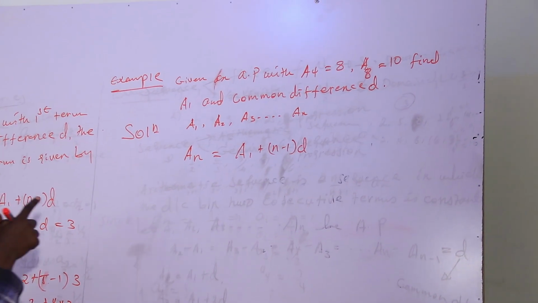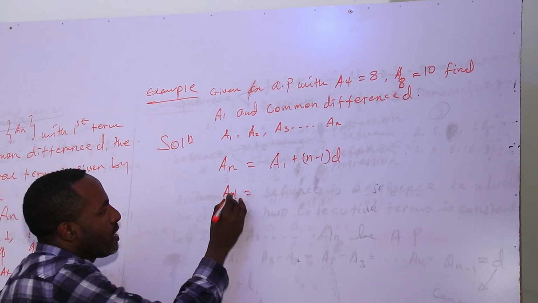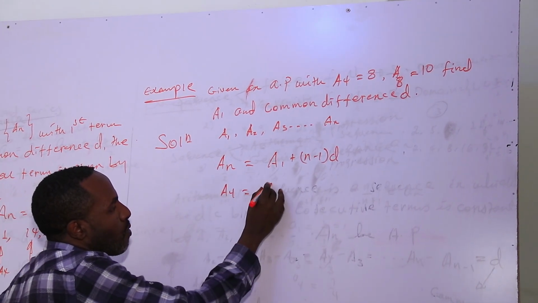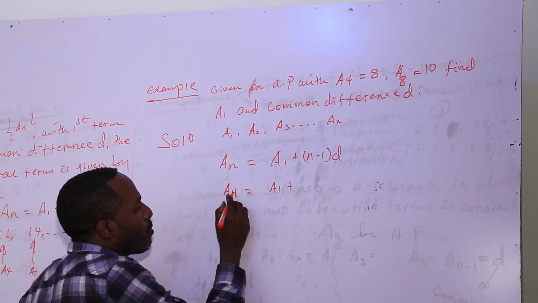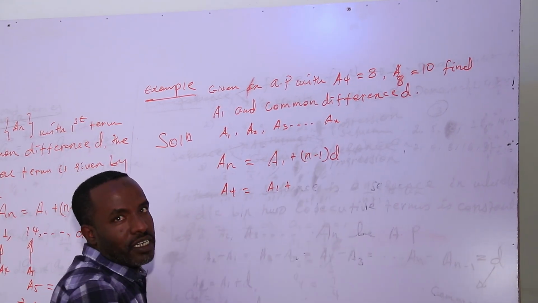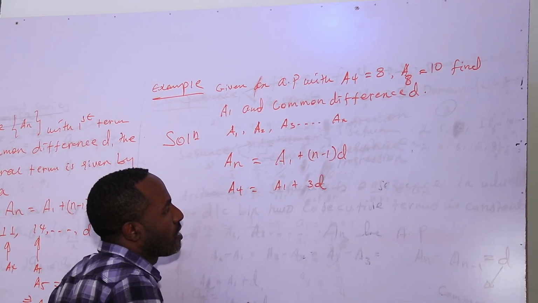So from this we have the fourth term A4. If it is 4, we can say F of 4, which is A1 plus, since n is 4, 4 minus 1. N is 4, so 4 minus 1 is 3 times D.